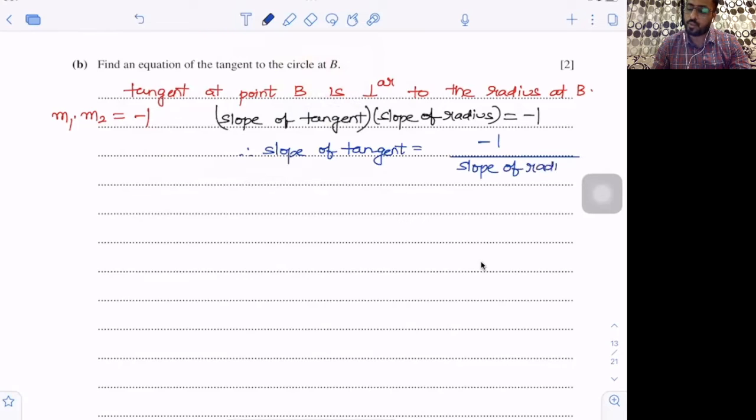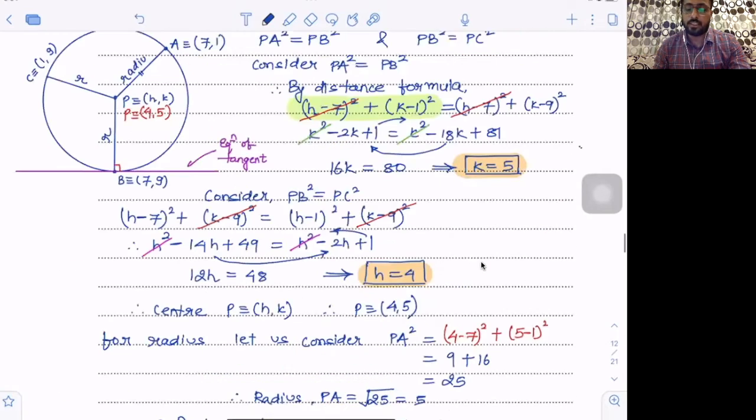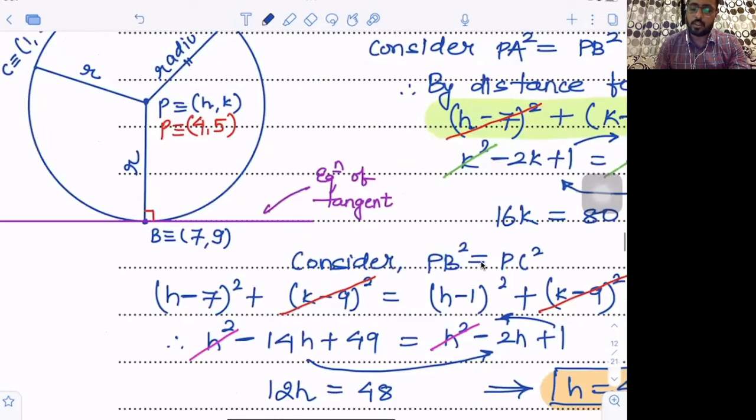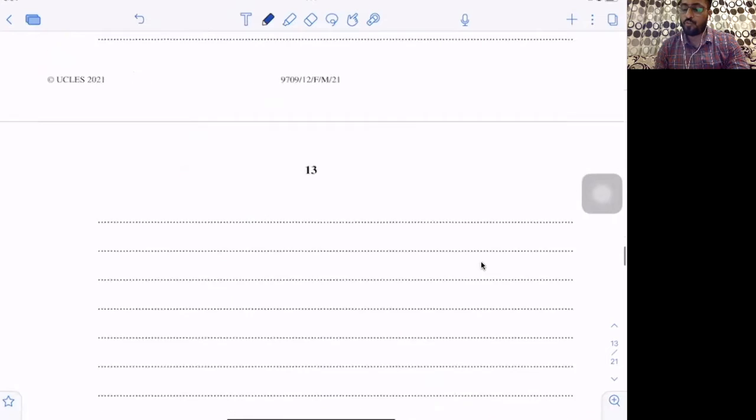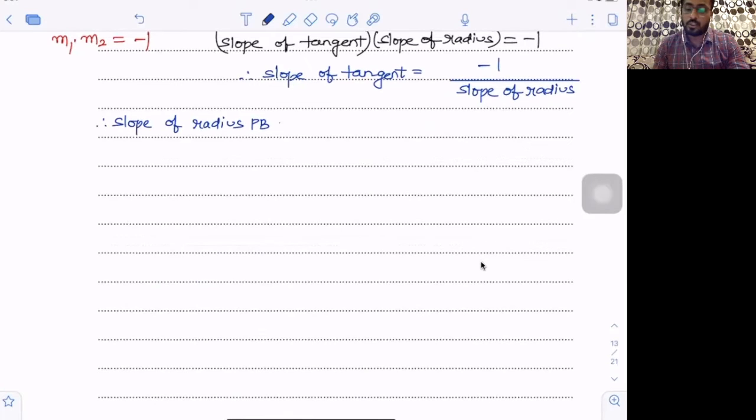Slope is a gradient, students, right? So I can easily get the slope of the radius from here. Did you see that the radius has coordinates P (4,5) and B (7,9)? So I can get the slope of PB, right, students? So therefore I can say slope of radius PB, because PB is the radius which is perpendicular to the tangent. So I'm going to make use of the 2-point form, which says y2 minus y1 divided by x2 minus x1.